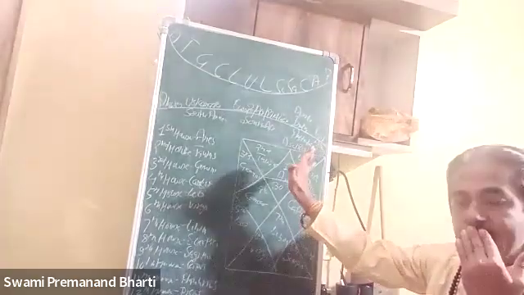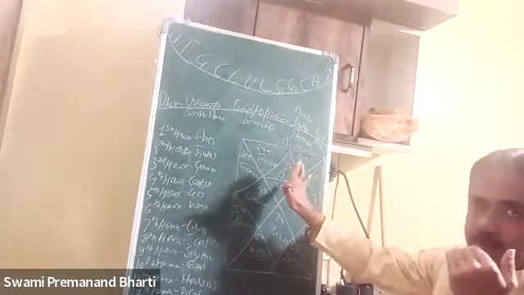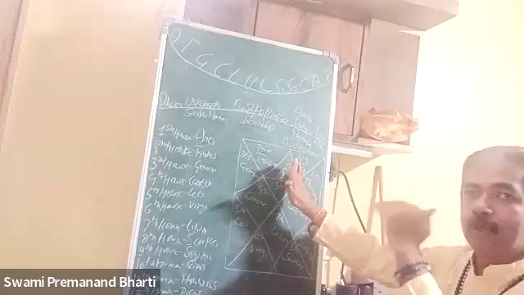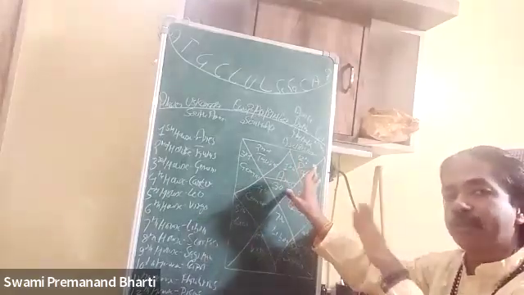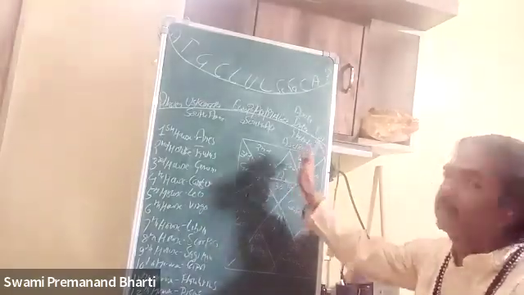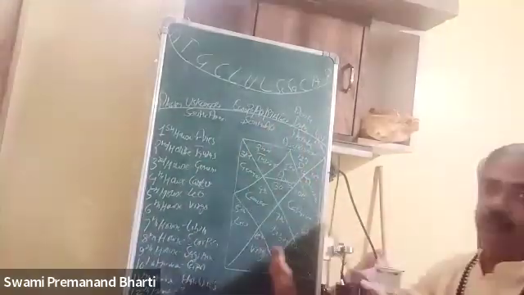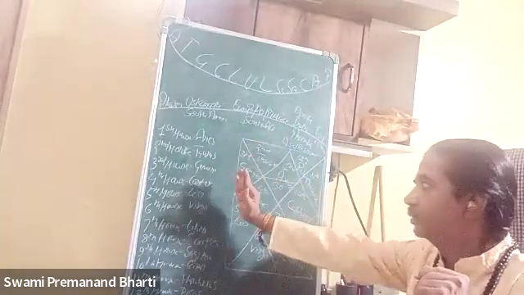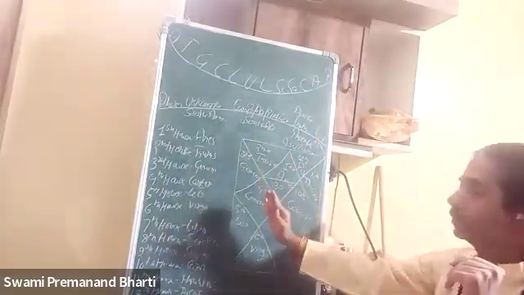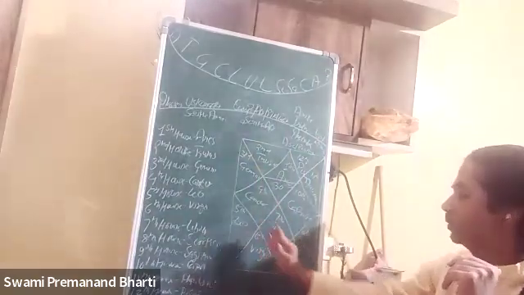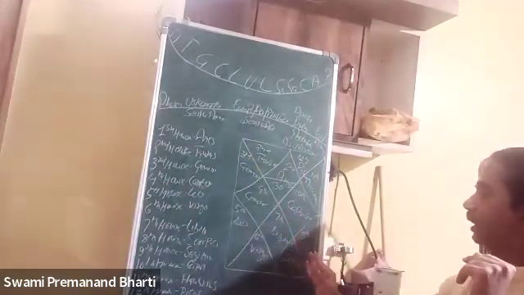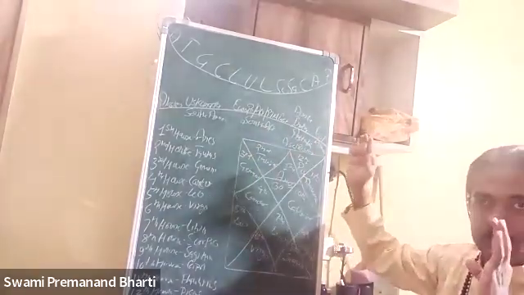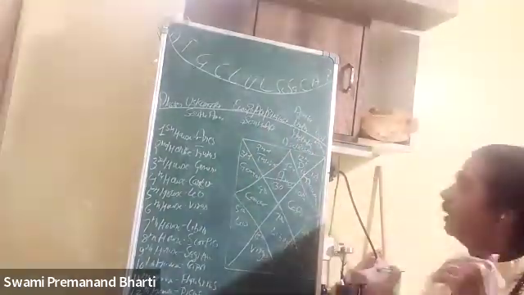So counting always starts from the first house. This center one, the upper center box, is always the first house. And then it goes in an anti-clockwise direction. So this becomes the second house, then this is the third house, then fourth house, fifth house, sixth house, seventh house, eighth house, ninth house, 10th house, 11th house, 12th house. These are the 12 houses.